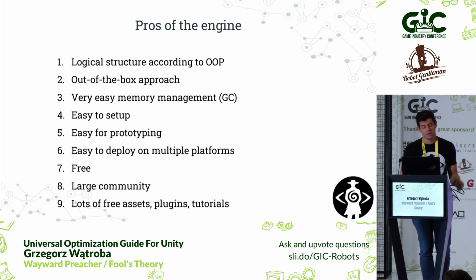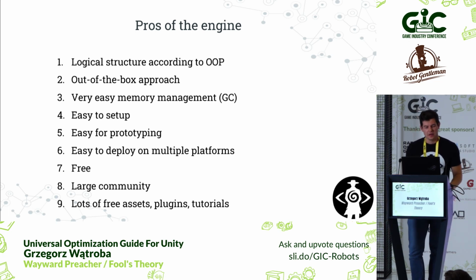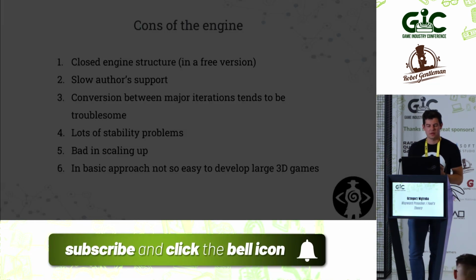So we have certain pros of our Unity engine, right? Logical structure according to OOP, out-of-the-box approach, very easy, right? Easy management, easy setup, easy prototyping, easy deployment. It's free, awesome. We have a large community and lots of free stuff. So this is everything we love about Unity.